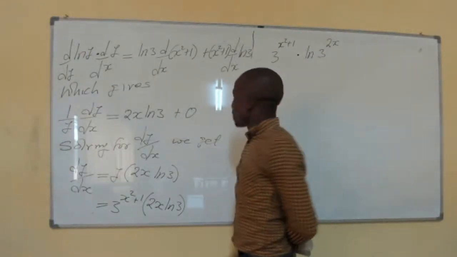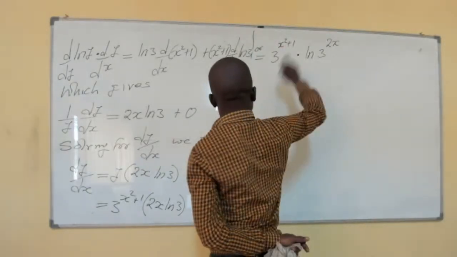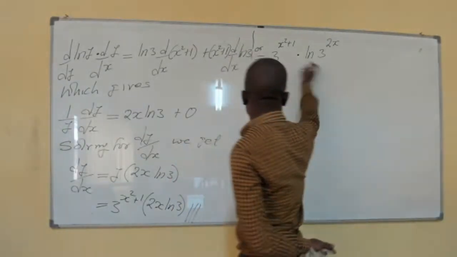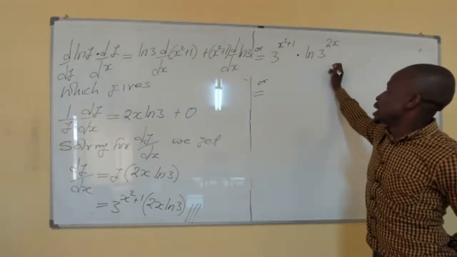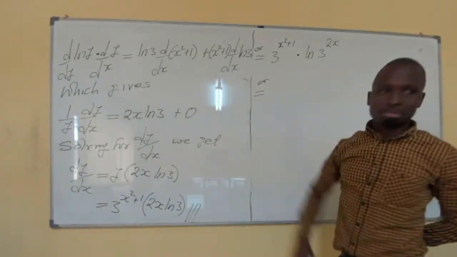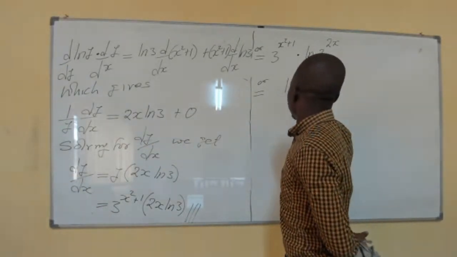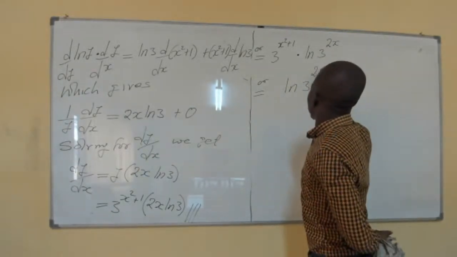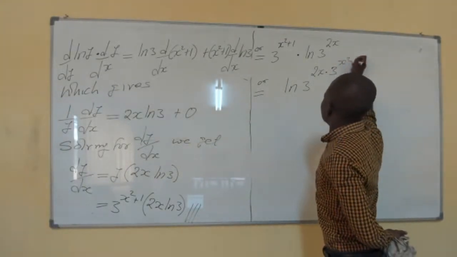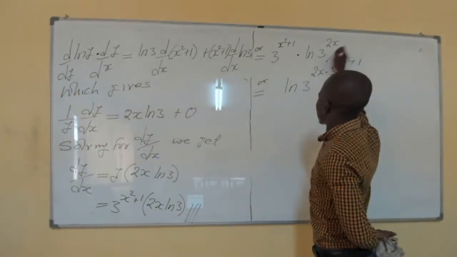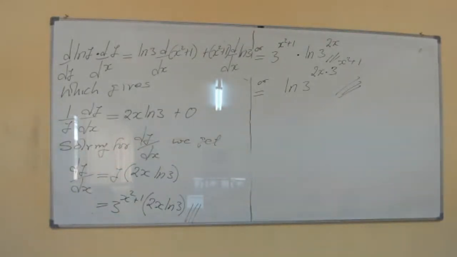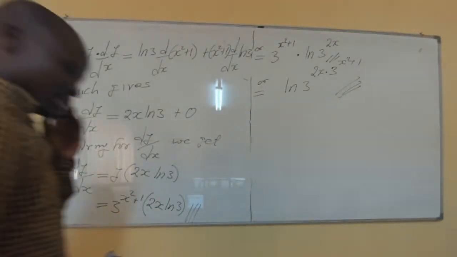We can also go further. You can either end here, or you can go further and reduce it further, and others can write this as ln of 3 to the power 2x times 3 to the power x squared plus 1. You can write it like that, or you can just leave it there.